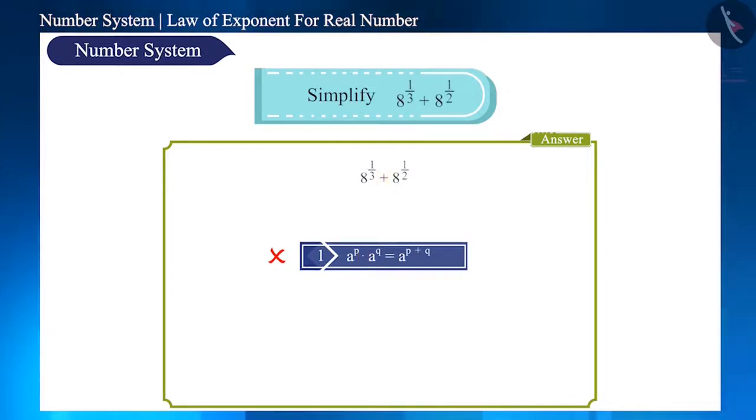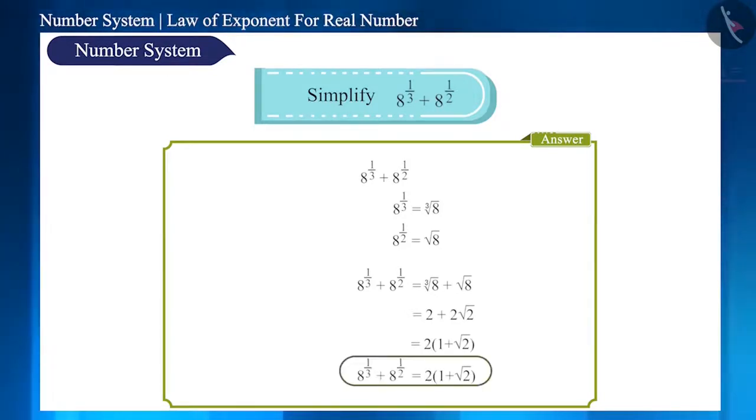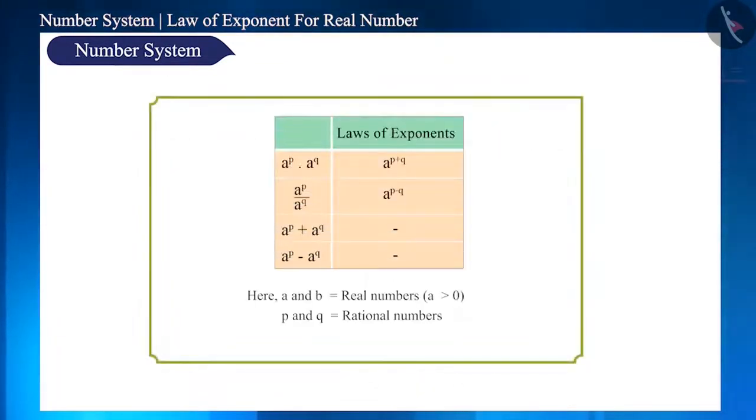We can write it in this way. The cube root of 8 is 2 and the square root of 8 is 2 root 2. We can write it as 2 multiplied by 1 plus root 2. Only when there is a sign of multiplication or division, we can use this rule, not when there is a sign of addition or subtraction.